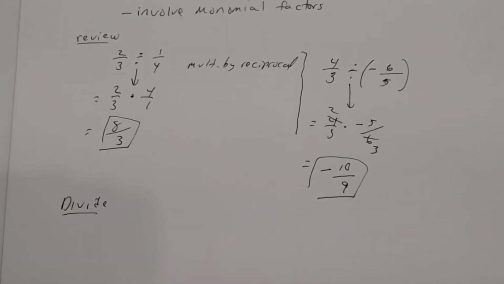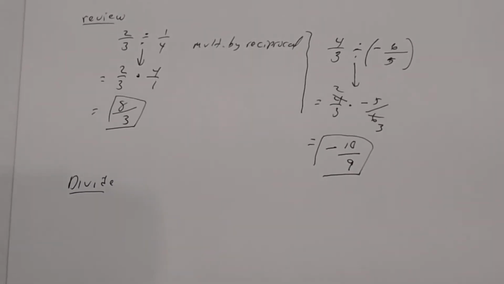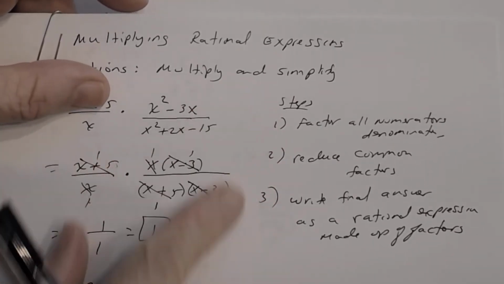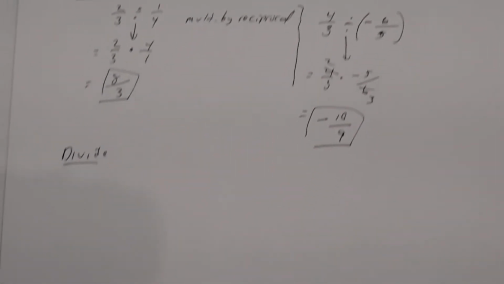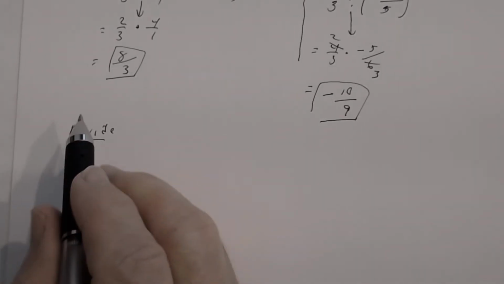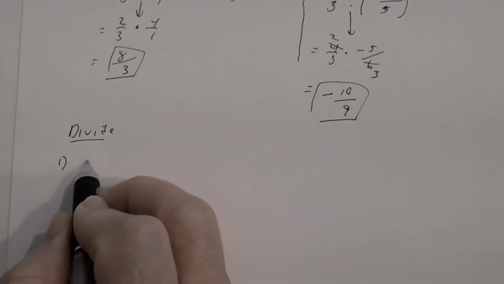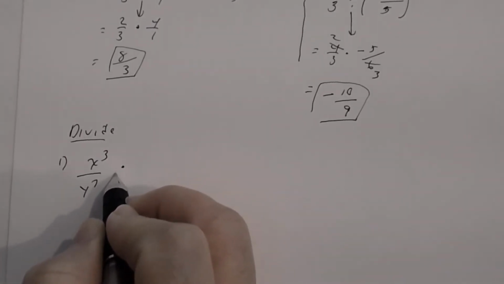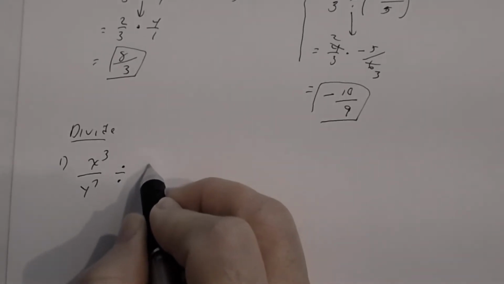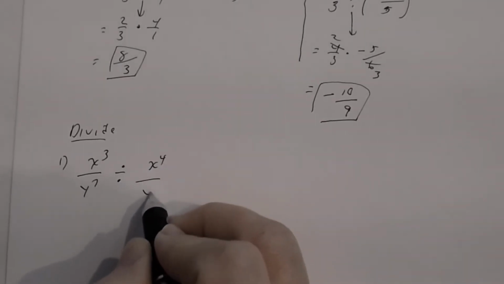Remember, when we divide these rational expressions, just like when we multiplied, you need to make sure you simplify as much as possible. You're going to follow these steps as you go through the multiplication part of it. So let's look at number 1. Remember, we're dealing with just monomial factors. Number 1, we have x cubed divided by y to the 7th, and that rational expression is being divided by x to the 4th divided by y to the 9th.